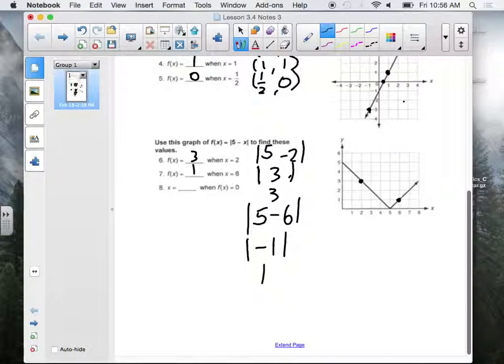And the last one, when f of x is 0. So what do you do? You find 0, and you go up to 5. Got that point right there. Plug it in. 5 minus 0 is what? 5. And the absolute value of that is 5. Right. So our ordered pairs are 2, 3, and 6, 1, and 0, 5. Yep, those would be the ordered pairs that you just found.